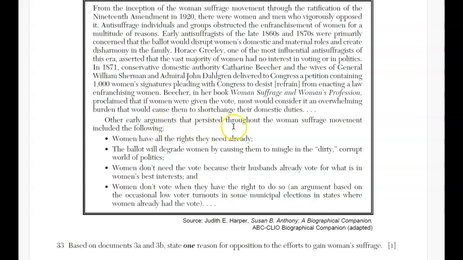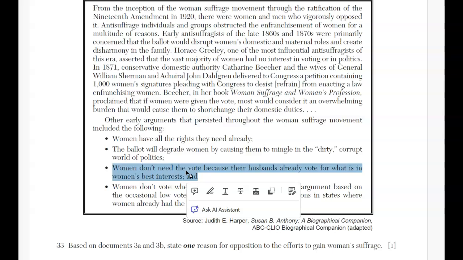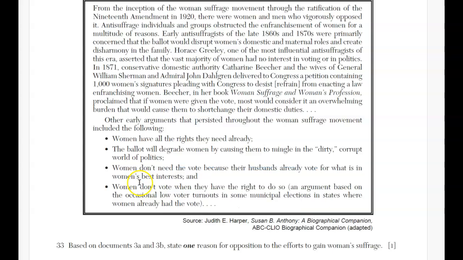Other early arguments that persisted throughout the women's suffrage movement included the following. Women have all the rights they need already. The ballot, the right to vote, will degrade women by causing them to mingle in the dirty, corrupt world of politics. Women don't need to vote because their husbands already vote for what is in their interest. So women don't need a voice because the husband knows what they need and he'll vote the best way for them.